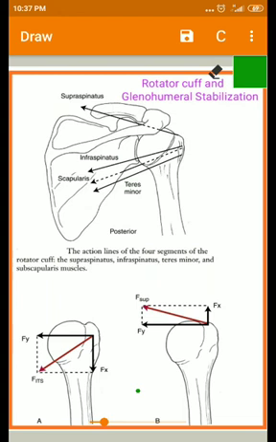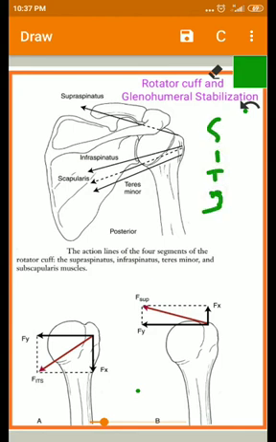Students, welcome back. Now we are going to see the dynamic stabilization of the glenohumeral joint, part 2. In that, the rotator cuff is involved in glenohumeral stabilization. The rotator cuff muscles are the supraspinatus, infraspinatus, teres minor and the subscapularis. This is commonly referred to by an acronym called SITS, S-I-T-S, SITS, isn't it?